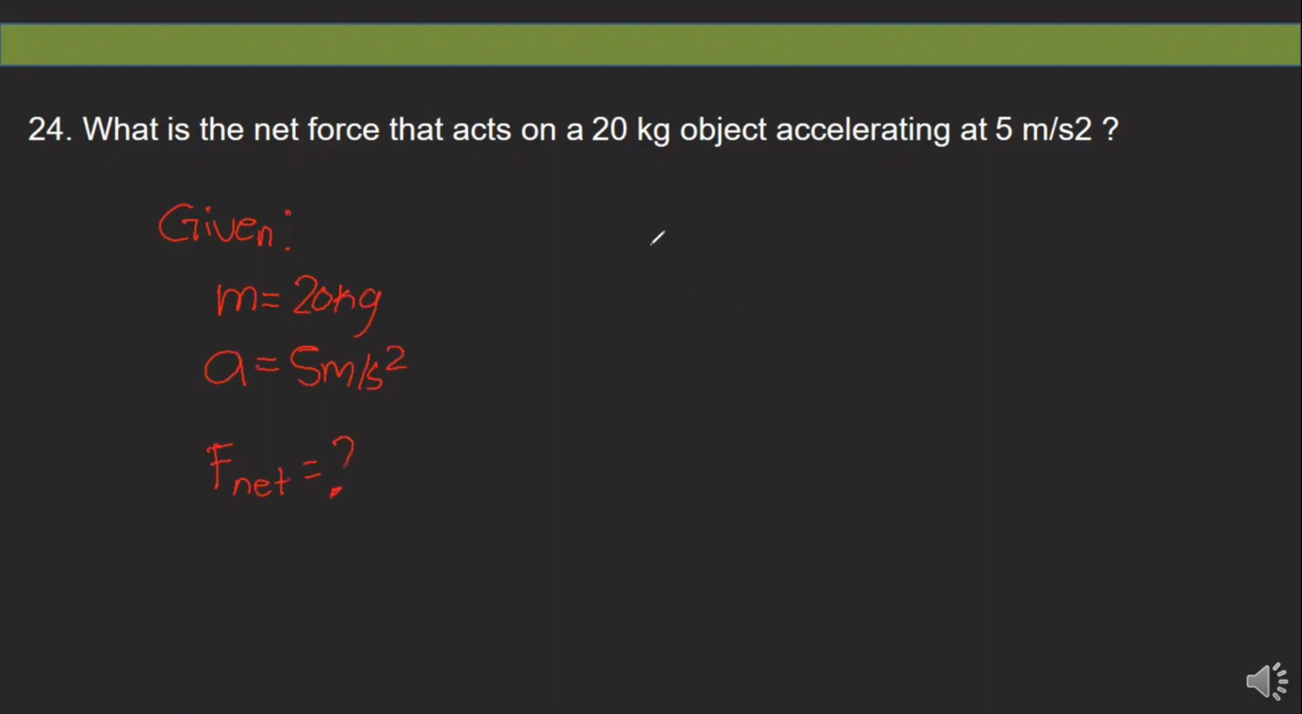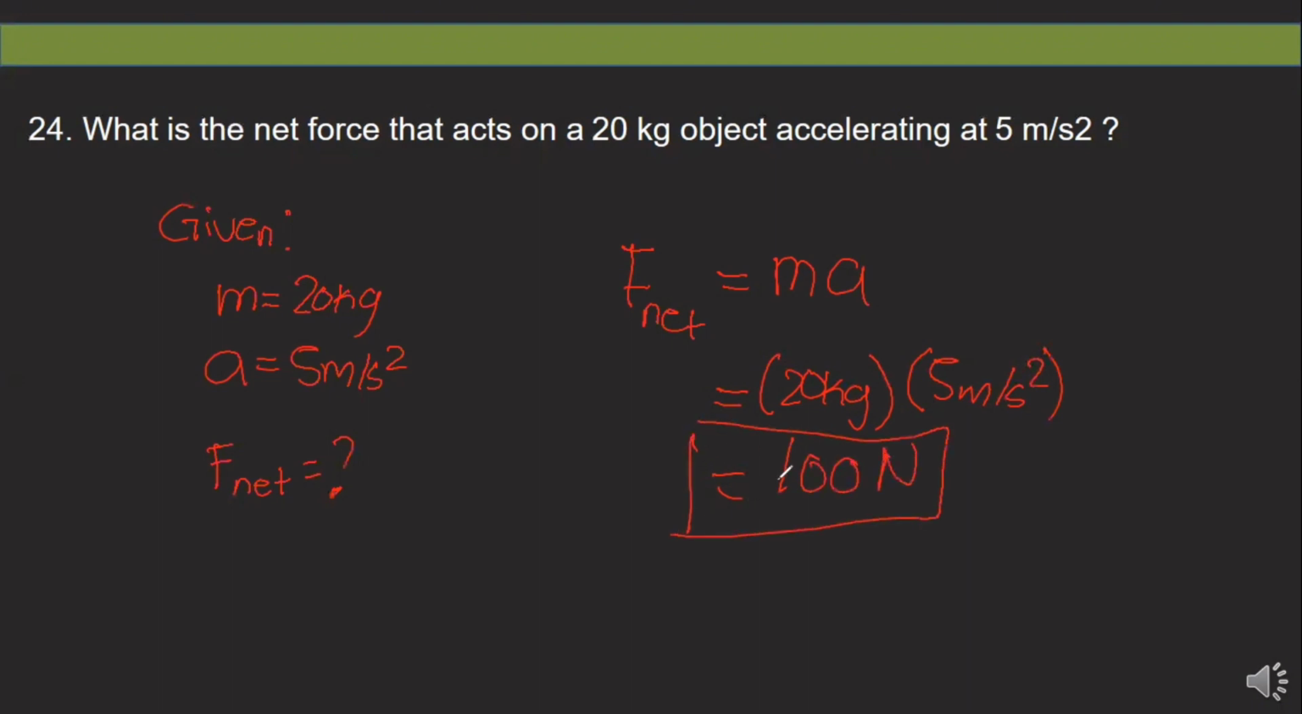So applying Newton's second law of motion, remember we have net force is equal to mass times acceleration. Therefore, we have mass, which is 20 kilograms, times the acceleration, which is 5 meters per second squared. Multiplying it, we have 20 times 5, we have 100 Newtons. So this is now the net force that we're solving for. Let's try another one.